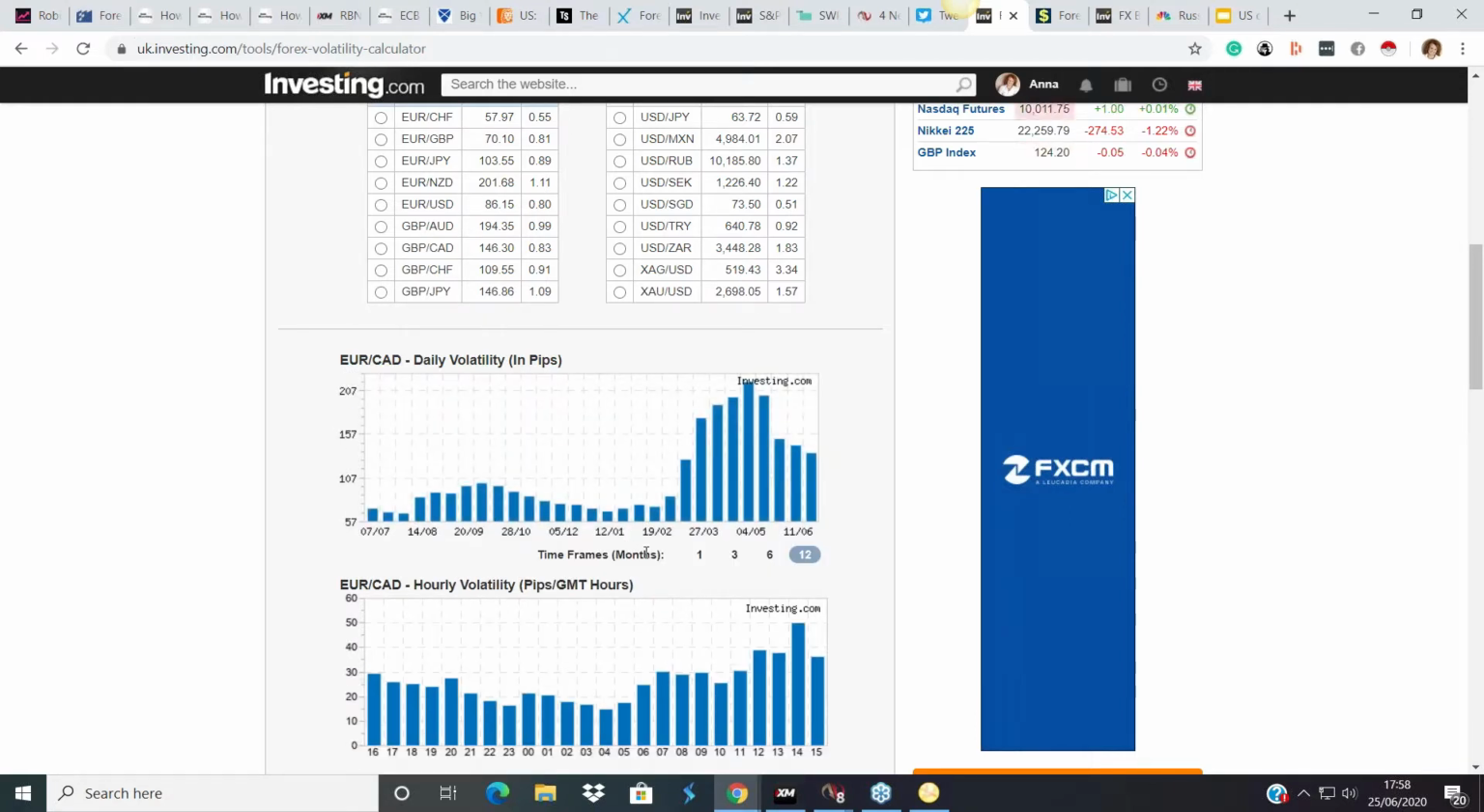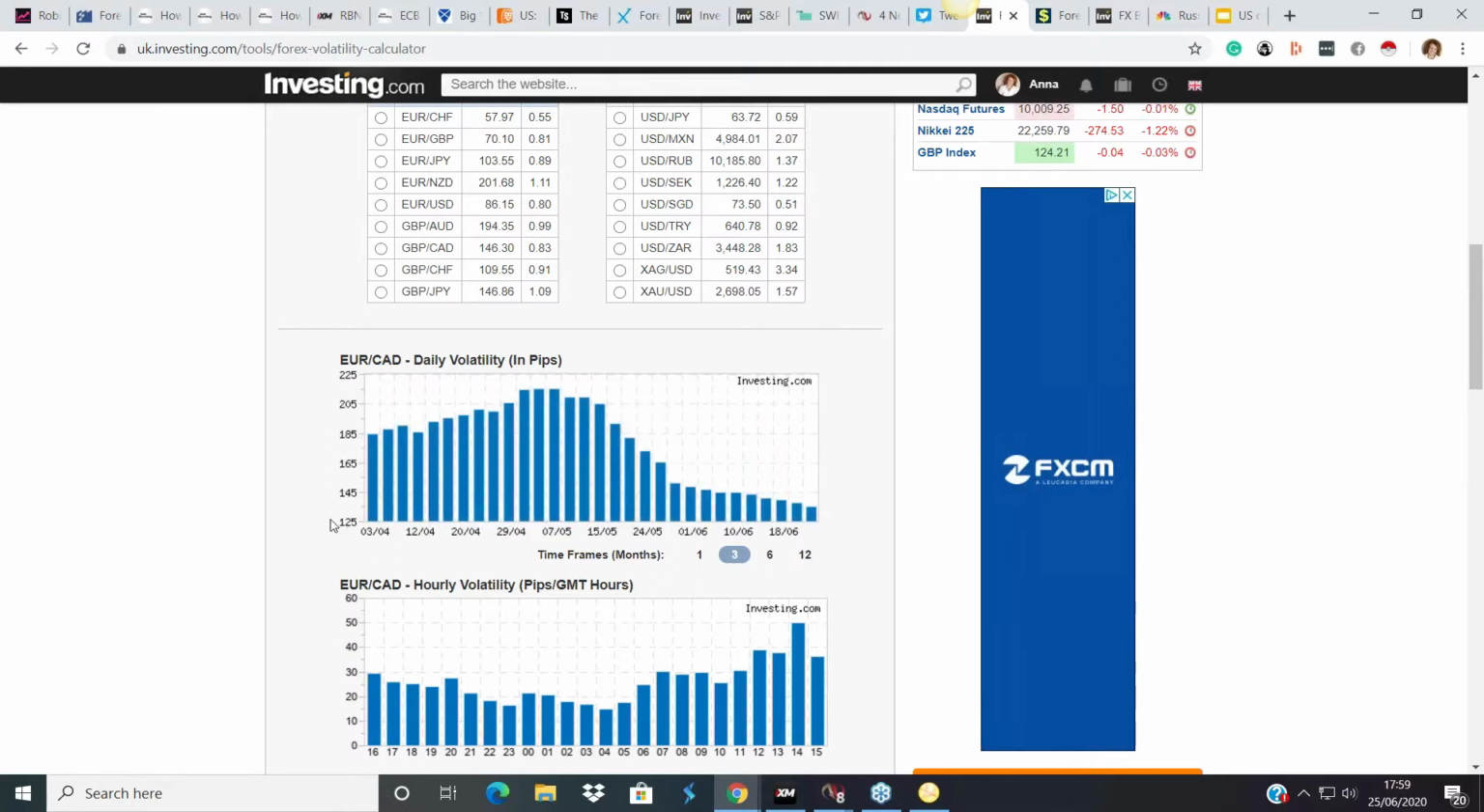This is really useful, because if you are looking for a trading opportunity and you spot something on a chart, it's always worth checking. It may look a good opportunity, but if the pair is not terribly volatile in terms of range, then maybe you should look for something else.